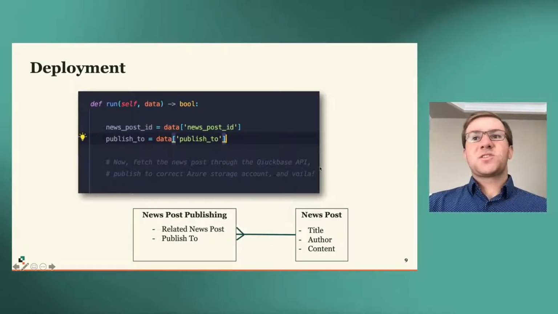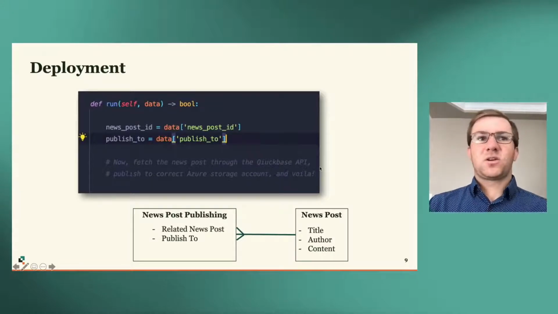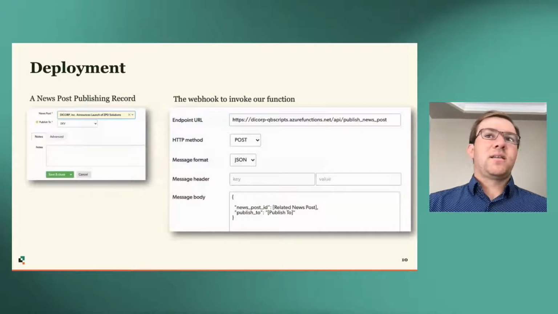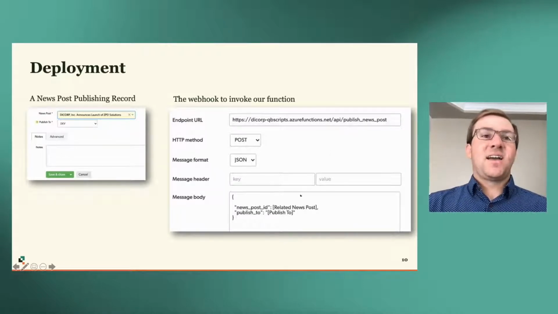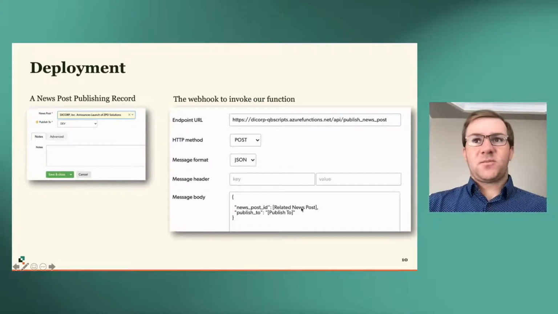So to do this, you could use plain old Quickbase webhooks or the webhooks channel in Quickbase pipelines. The initial webhook may have looked something like this, where for our record, we have the fields we want to capture. And then the webhook just makes a post request to the endpoint that our function is running. And we put in the payload the 2 parameters we need. So the news post ID, which is related news post, and the publish to field.